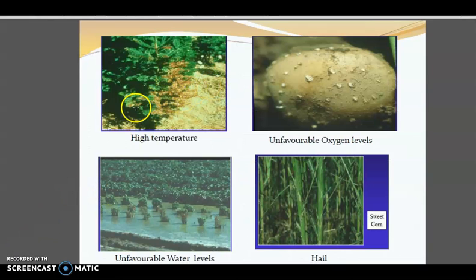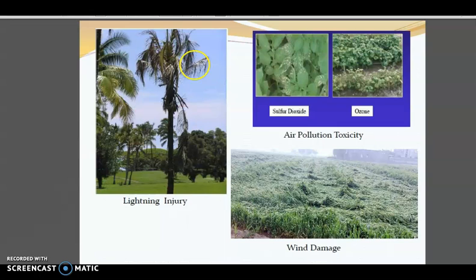Some of the examples are low or high temperature, unfavorable oxygen levels, water levels, hail, wind, and air pollution. You can see the effect of these environmental conditions on the plant, like lightning injuries, wind damage, and air pollution toxicities.